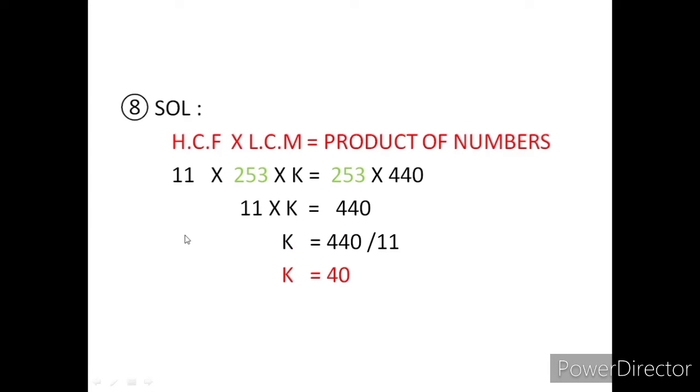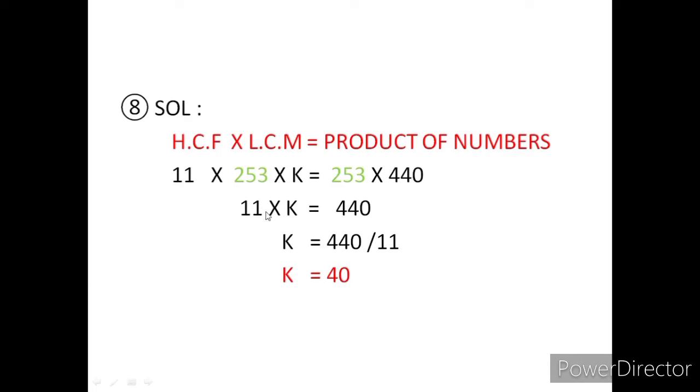Here the concept is given two numbers, HCF and LCM. What is the formula? HCF into LCM is equal to the product of the numbers. So according to the given problem, HCF is given as 11. LCM is given as 253 into k. This is the LCM value given in the problem, and this is the HCF value, is equal to what are the numbers? 253 into 440. Thereafter, this 253 and this 253 should be cancelled. Here you have 11 into k, and here you have only 440.